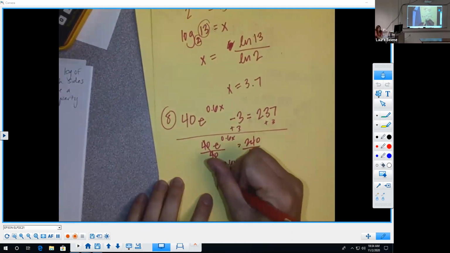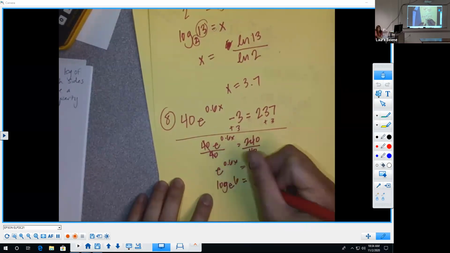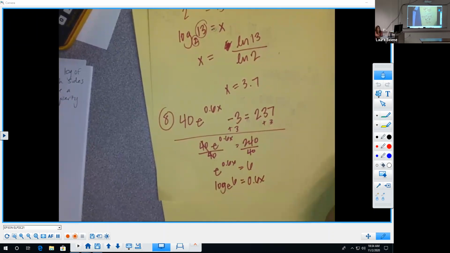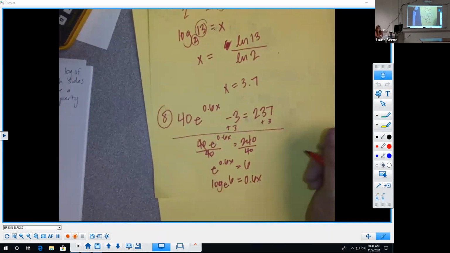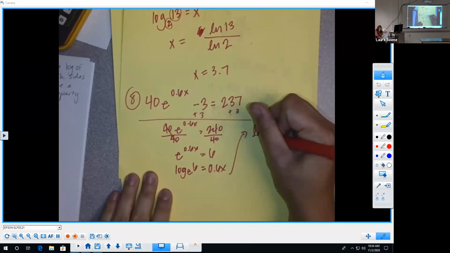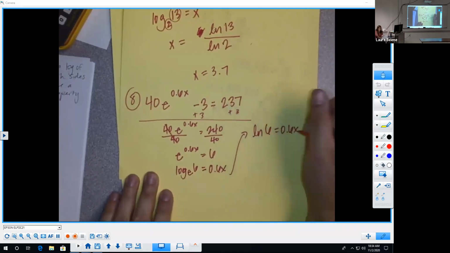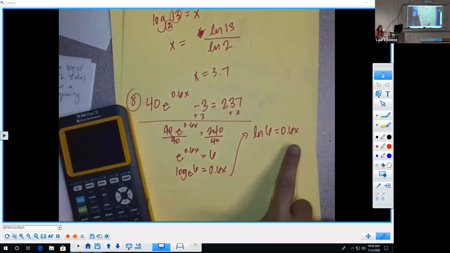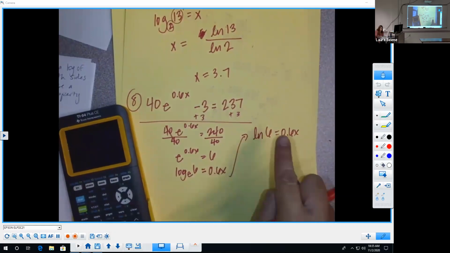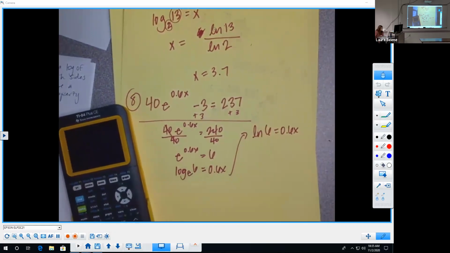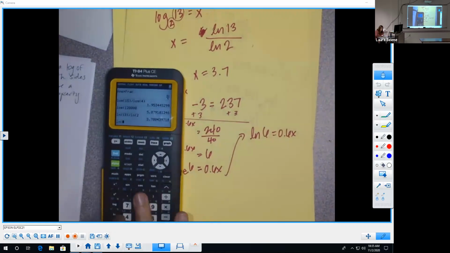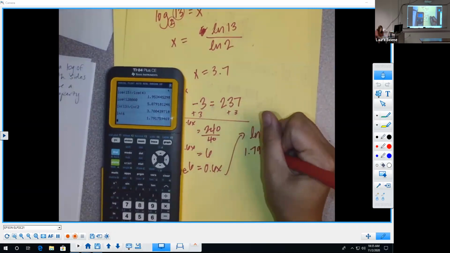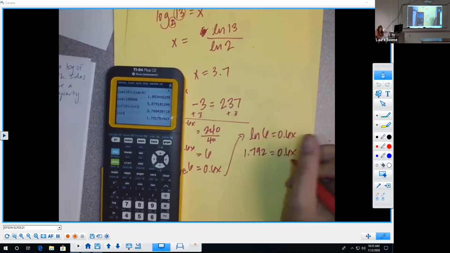E, log base e of 6 equals my exponent, 0.6x. Log base e, how do you write log base e? Technically that's just natural log of 6 equals 0.6x. You could divide by 0.6 first and type that all on your calculator, or you can find the natural log of 6 first and then divide by 0.6, whatever you want to do, same thing. So if you find the natural log of 6, it's 1.792 equals 0.6x.